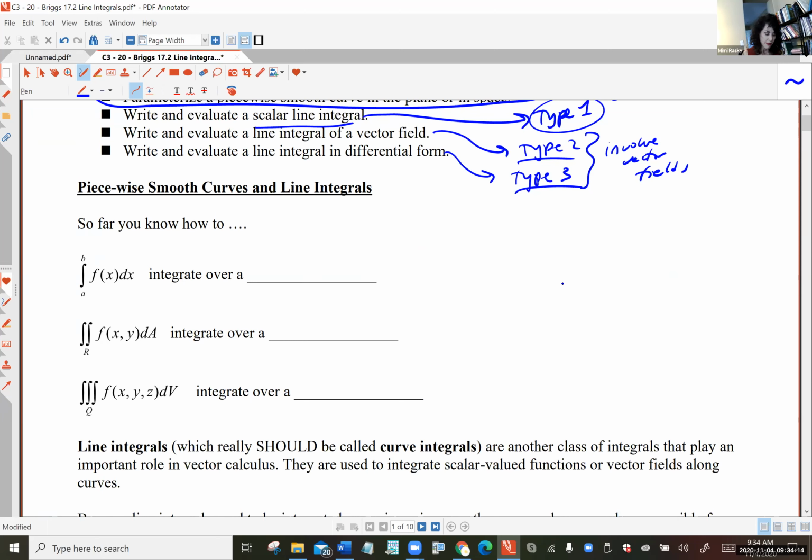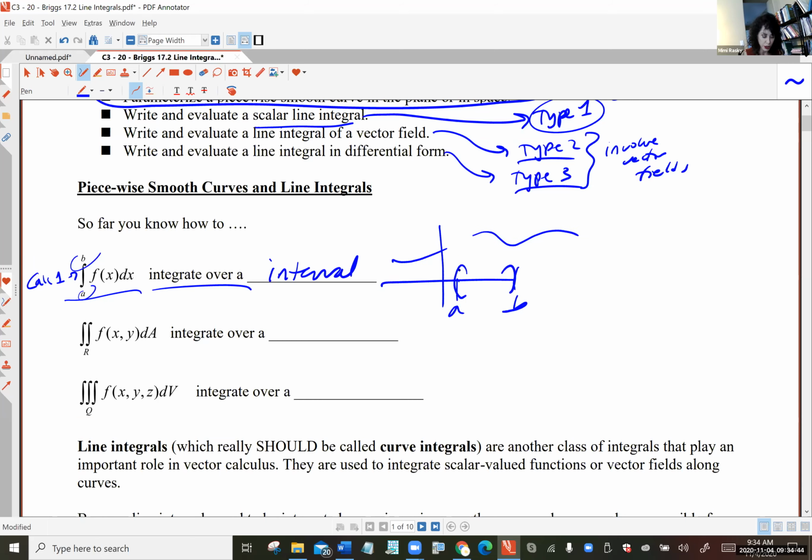Are you ready? When you took Calc 1, they taught you how to look at a single integral. How do you integrate f of x dx, where the limits on the integral are a and b. What are you integrating over when you do one of these single integrals? An interval? Yes, an interval. Very good, Ella. You're integrating over an interval, because you're going to do a to b, and there's your interval of integration. And then they use these definite integrals to find area, right? So you're integrating over an interval.